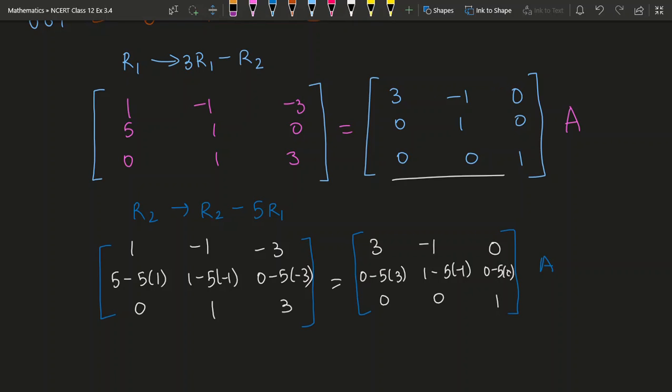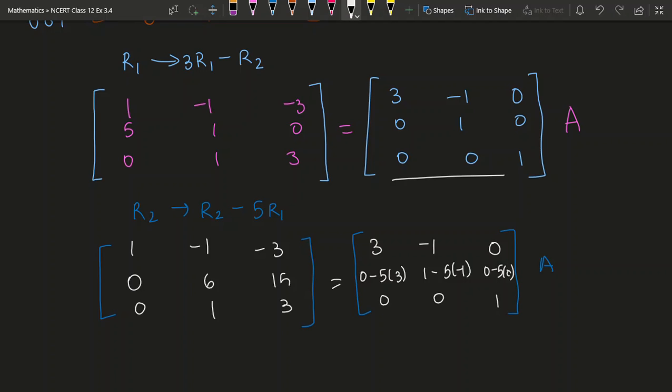So instead of 5 minus 5 times 1, you write 0. That's what you were supposed to get. 1 minus 5 times -1 is 1 minus -5. That's just 6. And here 0 minus 5 times -3 is negative of -15, and that's just 15.